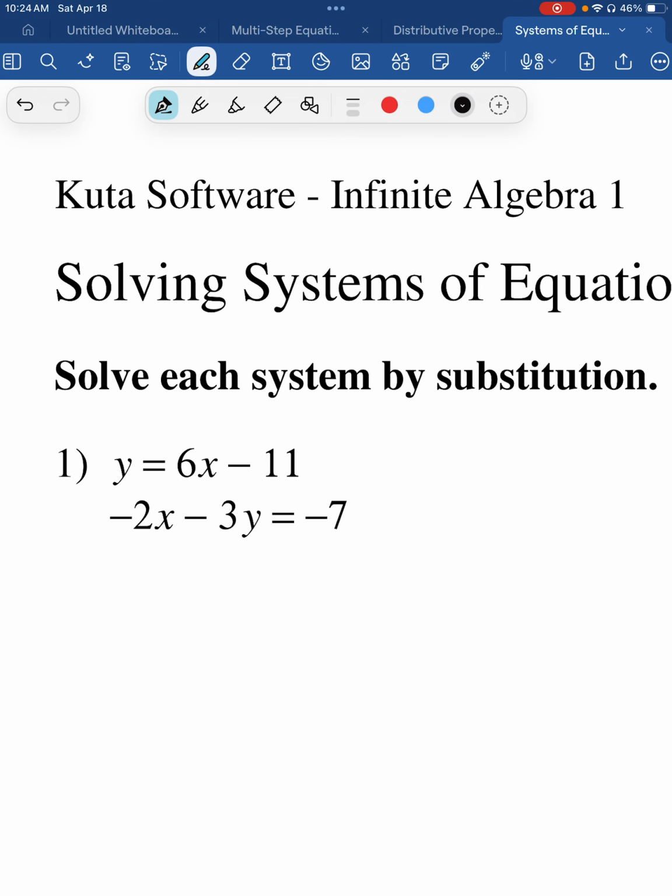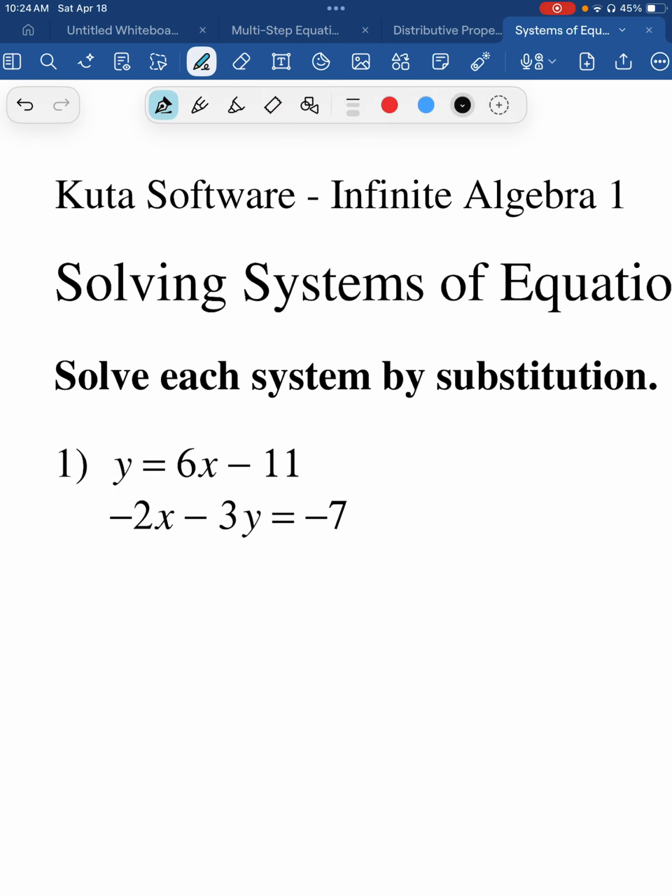Okay, solving systems of equations by substitution. Let's go ahead and get started. The problem with systems of equations is whenever you have two variables in a single equation, it's impossible to solve. There's no way of being able to find what both x and y are because one depends on the other.